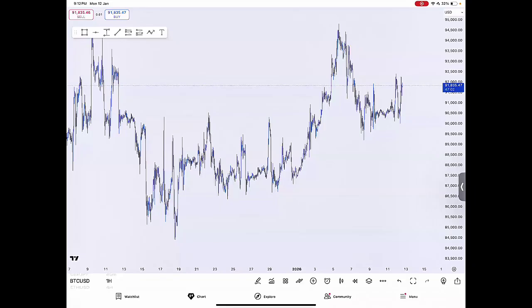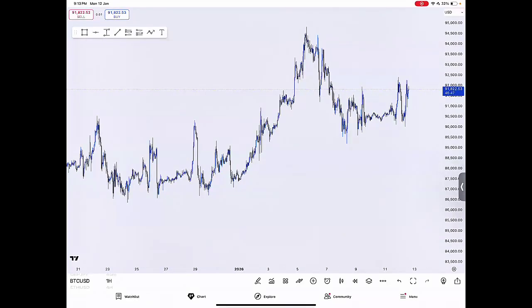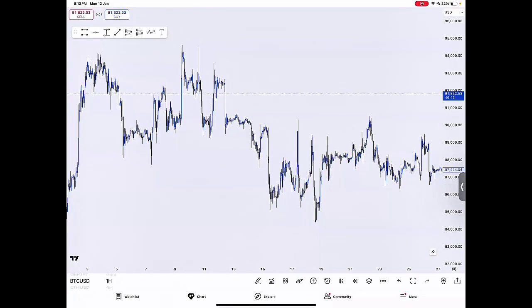So first of all, the strategy that I trade all revolves around four key concepts. We have market structure, liquidity, point of interest, directional bias. These four concepts make up the strategies that I trade. So we're going to take it slowly.